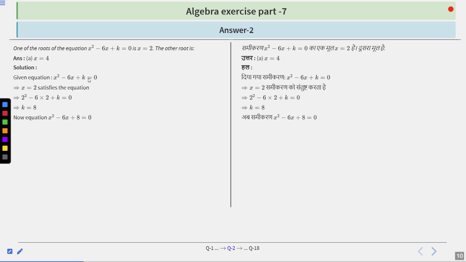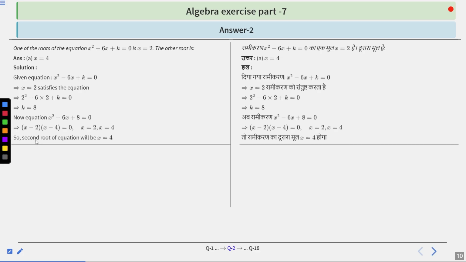Now, putting k = 8 in the equation, we get x² − 6x + 8 = 0. The factors of this equation are (x − 2)(x − 4) = 0. So the value of x can be either 2 or 4. But 2 was already given in the question. So the second root of the equation will be x = 4. Option A is the correct answer.